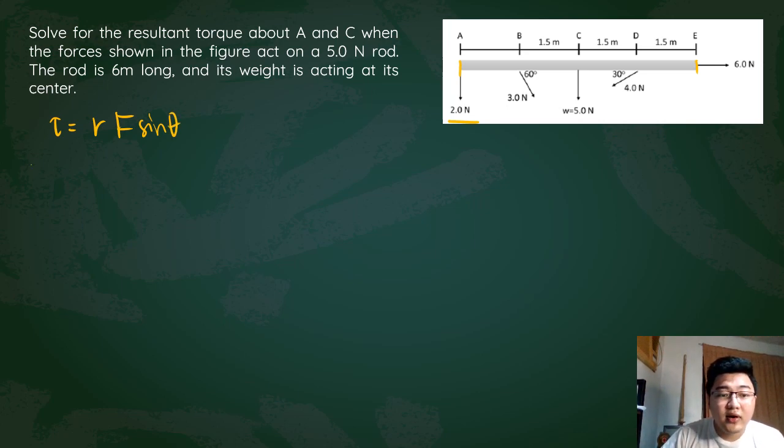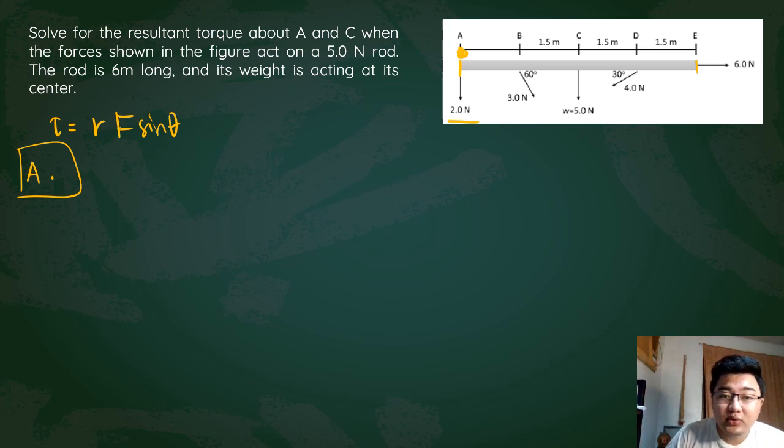So to solve for the torque about point A, meaning we consider point A as our axis of rotation. If this is our axis of rotation, then the torques acting on points B, C, D, and E will be the ones to be factored in, whether they cause the object to rotate or not.